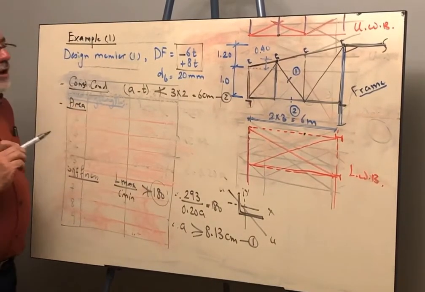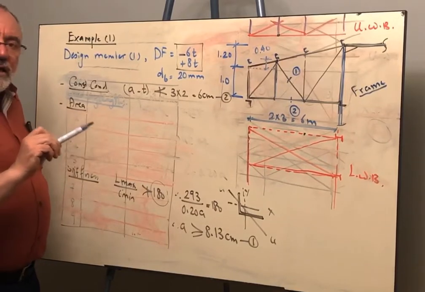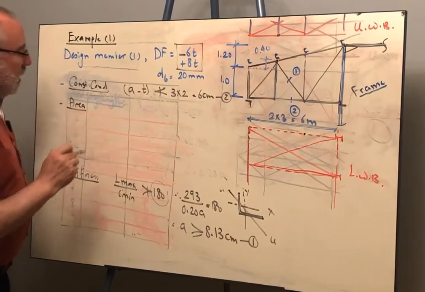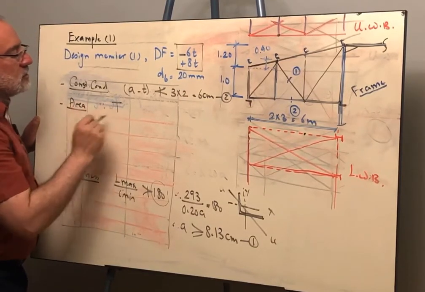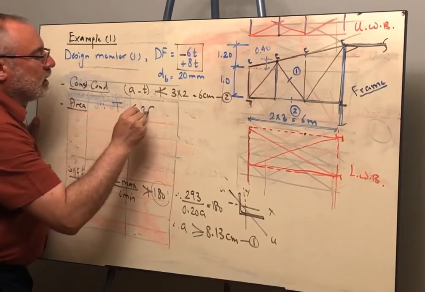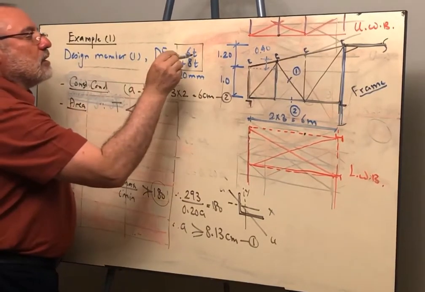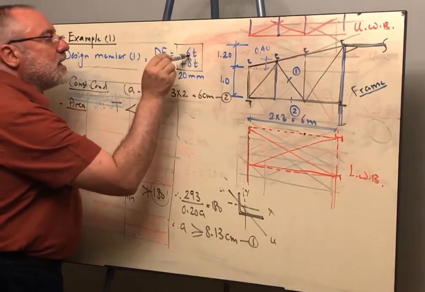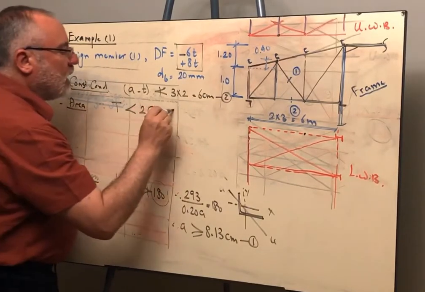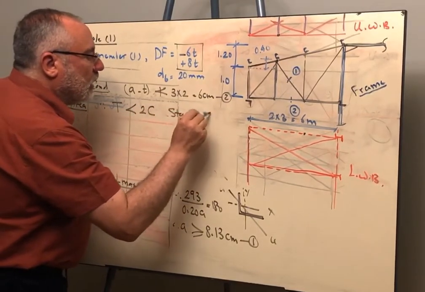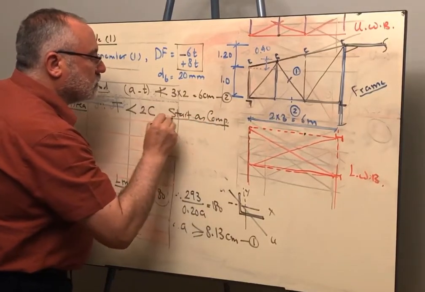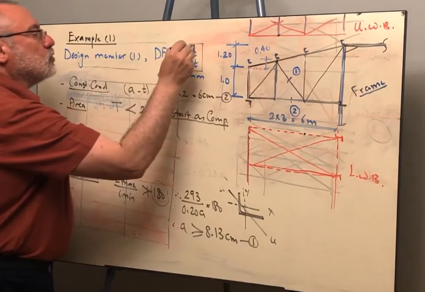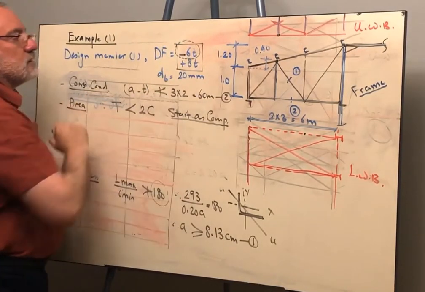Now, we need to start as either designing compression or tension and then check for the other force. Here, since the tension design force is less than 2 times the compression, if you multiplied the compression by 2, you will get 12. Then the tension is less than twice the compression. I will have to start as compression. In order to start as compression, we know that I'm going to use the design force, which is 6 tons.